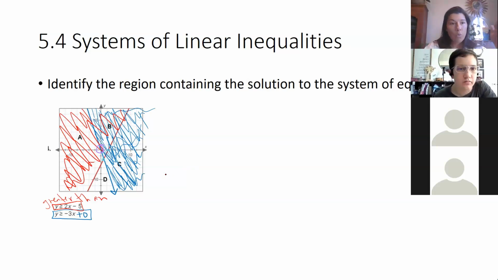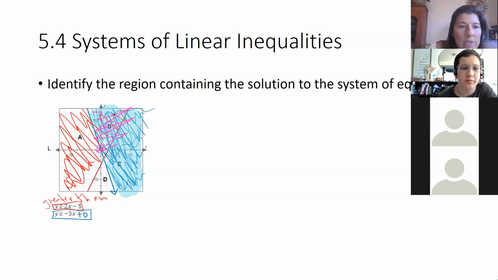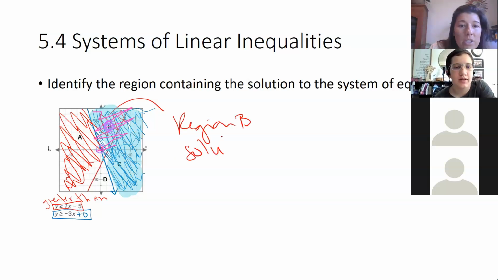Okay. Where's the region that those two solution sets overlap? And so typically mathematically what we do is we choose a different color to show where the double overlap is, or where the overlap is. Good, so the pink. So we would say region B is the solution set.